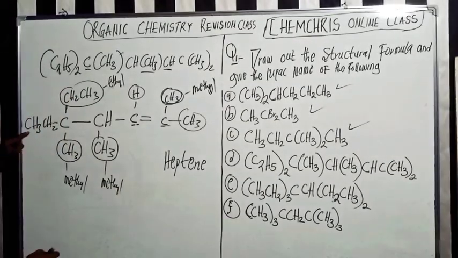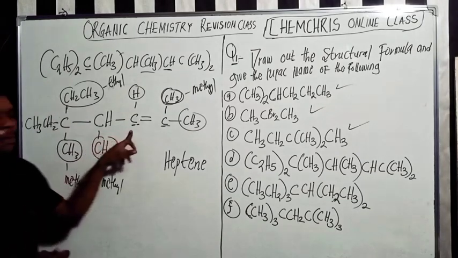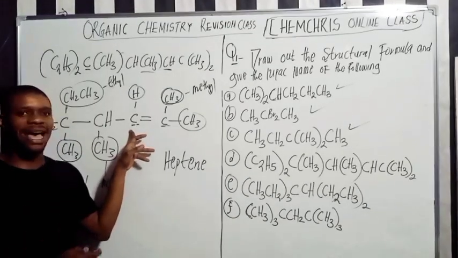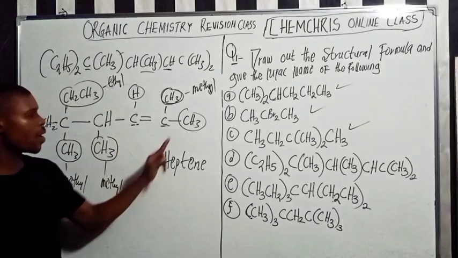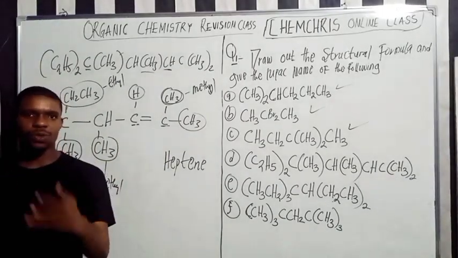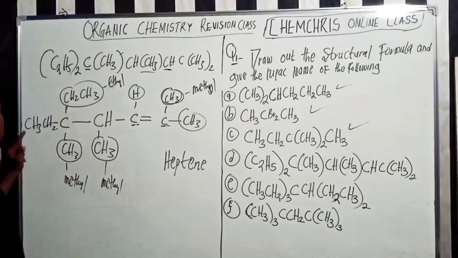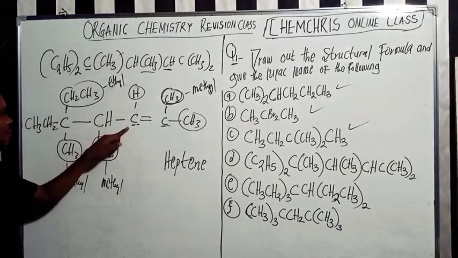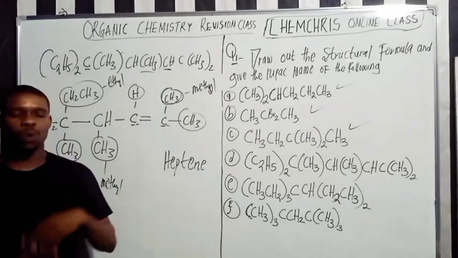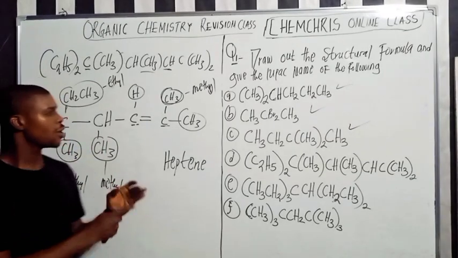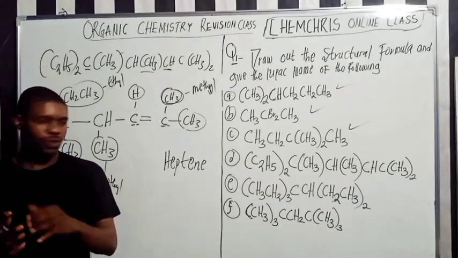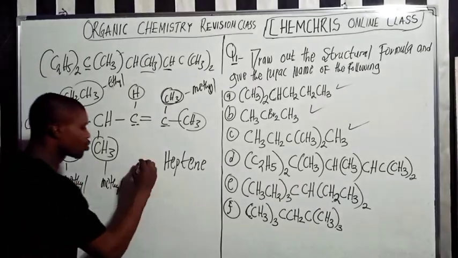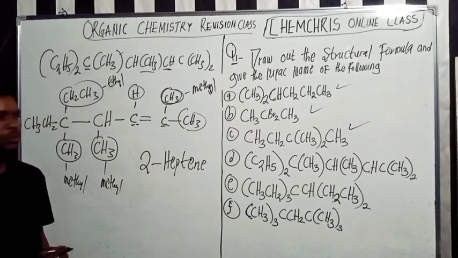So if I start from here, 1, 2, 3, 4, 5. Carbon number 5 is having the double bond. Sorry, when I start from here, 1, 2, 3, 4, 5, carbon number 5 is having the what? Double bond. Right? But when I start from here, 1, 2, carbon number 2 is having what? Double bond. So the right thing is going to be 2-heptene. So that is my numbering.